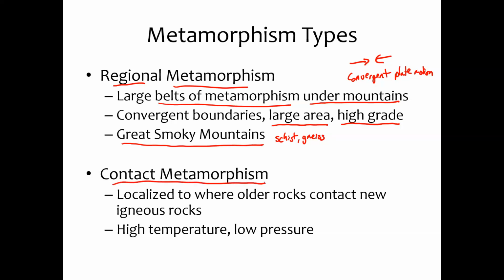Contact metamorphism, that's places localized to where older rocks contact new igneous rocks and/or magma. And since they're in contact with that really hot magma, it must be high temperature, but the magma being there doesn't add any pressure on those rocks. So it's relatively low pressure. Would you get foliation in contact metamorphic rocks? No. That's because there's no extra directed pressure exerted by that magma. So we're not thinking about foliation in those places.